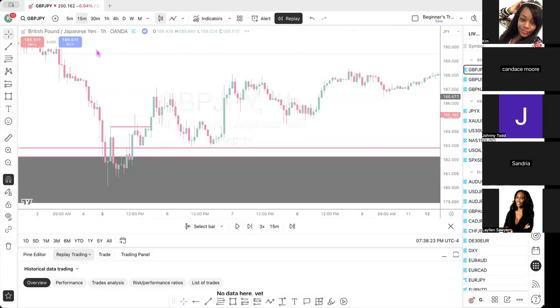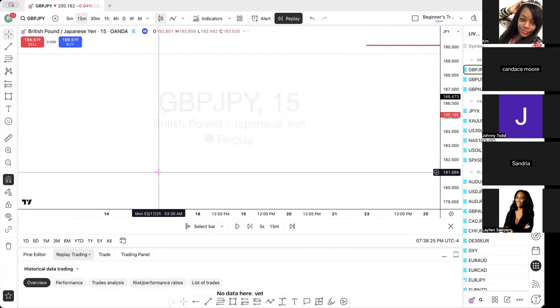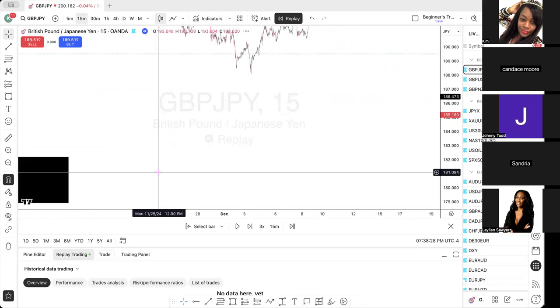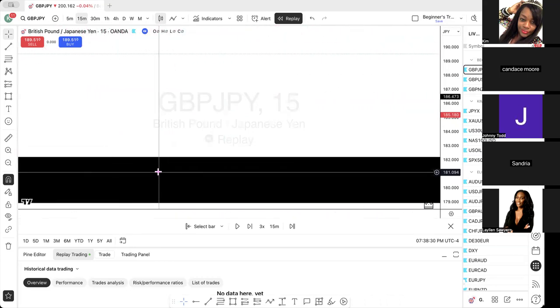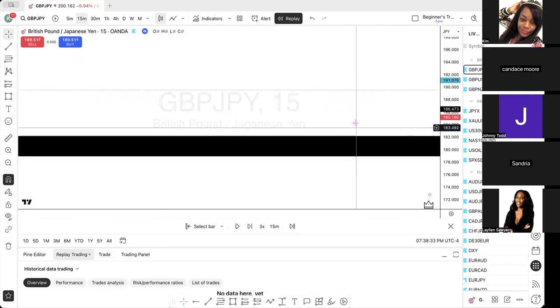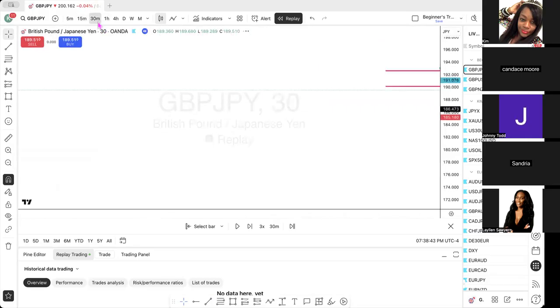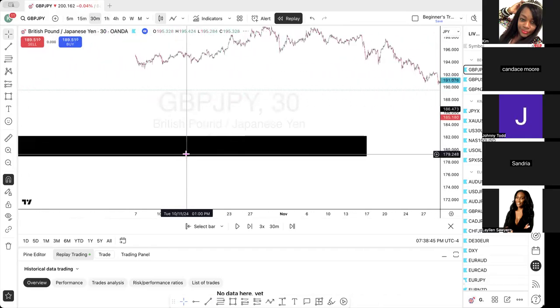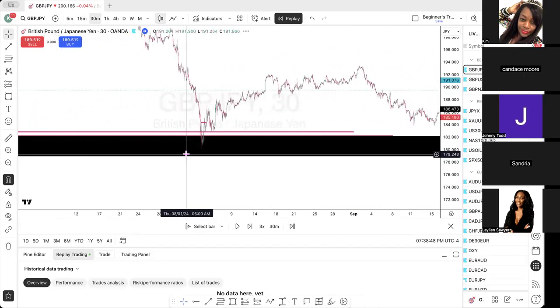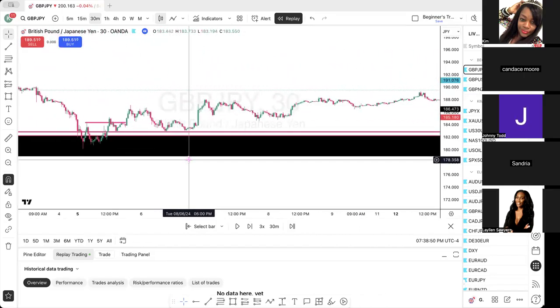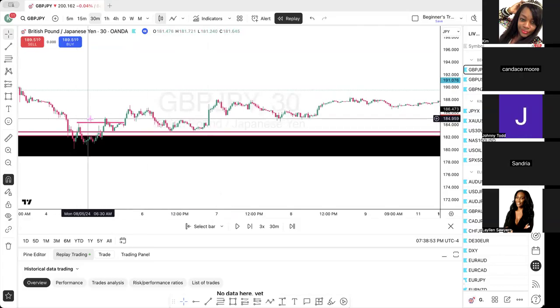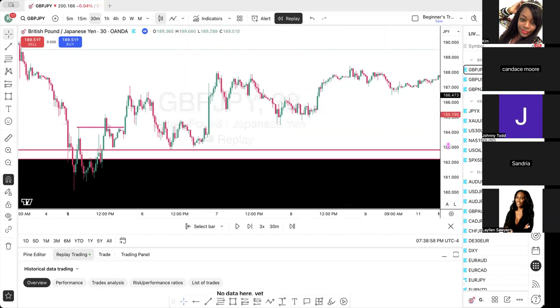So now if I go down to the 15-minute, let's see if it's going to show me. I don't think it's going to show me. This right here means there's no more data on the lower time frame because we're so far back. But let me see if I can get it on the 30-minute. Okay, got it on the 30-minute. So once price broke structure, what am I going to do? Once price breaks structure.